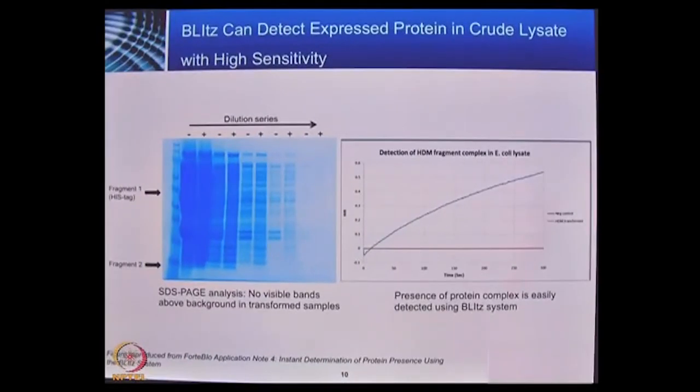The His tag proteins, if they are present in the samples, will bind to the His tag biosensor and generate a binding curve. So by looking at the generation of the binding curve, we can tell whether the protein of interest is expressed in the E. coli or not. We can see here, by using only 4 microliter samples without any sample purification, we can easily perform the analysis to tell the presence of our protein of interest in the E. coli, which saves a lot of time, 30 seconds compared with 1 day for the Western blot.